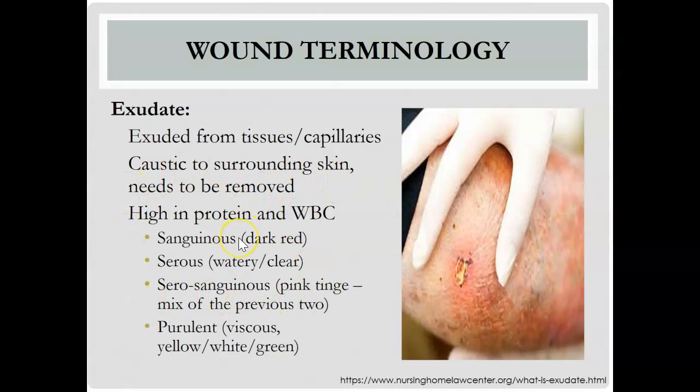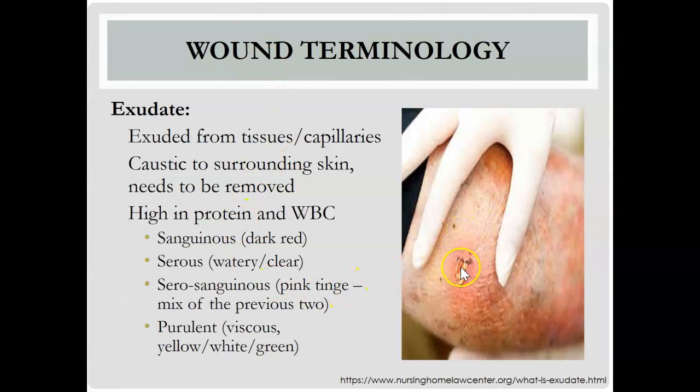This is the bad stuff. We're going to get the next two things. Something called exudate. Here's an example of it. It's exuded from the tissues and capillaries. It's caustic to surrounding skin, and so we need to remove it. One of the things you're doing in wound care is removing the exudate if you can. It's high in protein and white blood cells. There are four main types: sanguinous, serous, serosanguinous. I'm not sure I pronounced these right. Purulent.